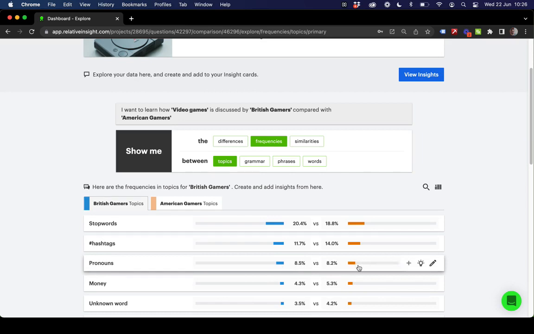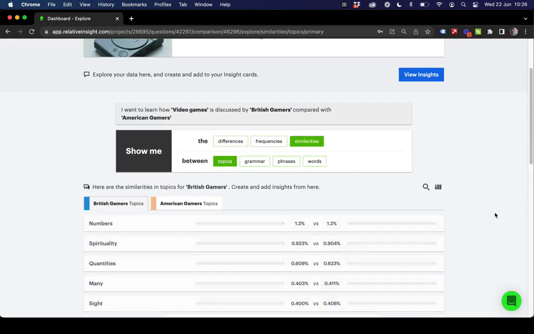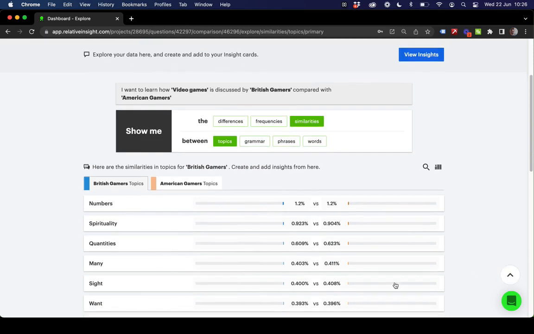the American conversation. Finally, we have similarities, and similarities show you the linguistic features, in this case topics, that occur with similar frequency in the 2 data sets. So what we can see here, for example, is that the topic of sight occurs with a very similar frequency in both the American and British conversations around video games.